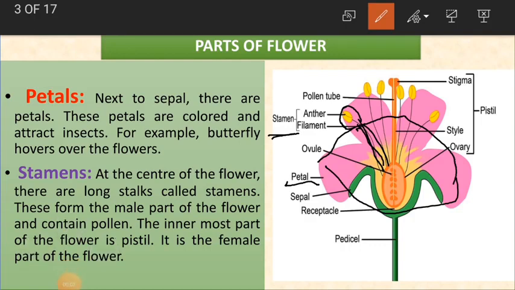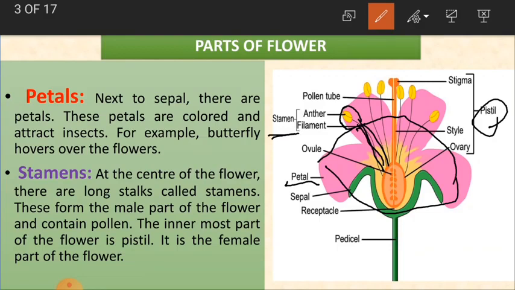Yes, children. So we were talking about pollen. What is this pollen? We can see a small type of dots here on this yellow part, which is called the anther. That is known as pollen. And the innermost part of the flower is the pistil. This pistil lies inside the flower, that is innermost.